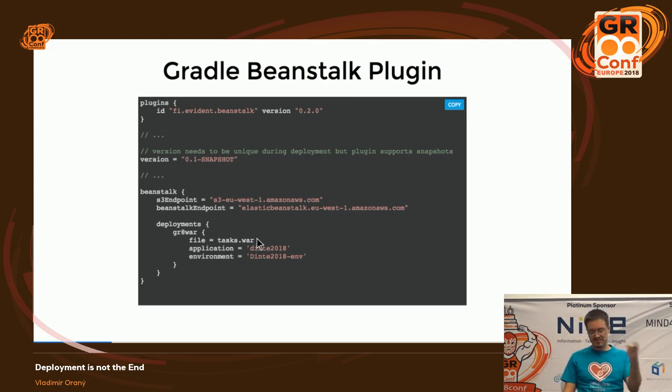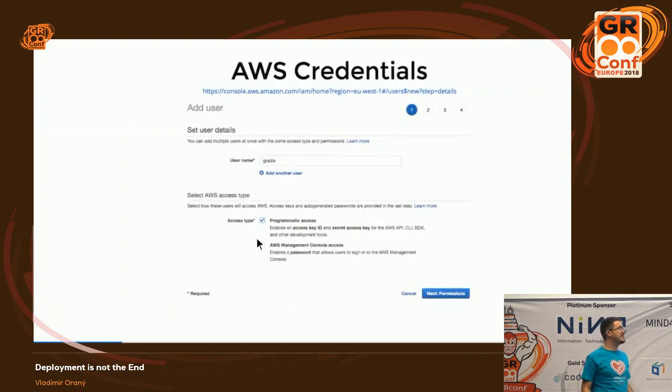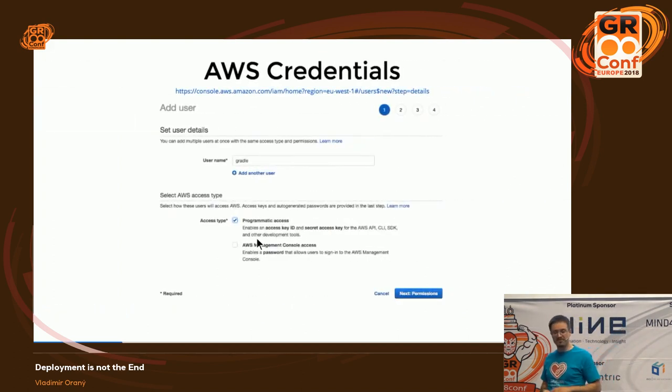So this is the concept of Amazon Beanstalk. Then I can just run a simple command from the command line, and it will fail because I haven't supplied the credentials. So you also have to define the credentials, and it's recommended to have one with programmatic access.